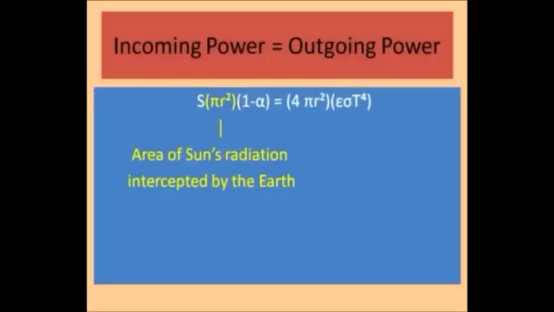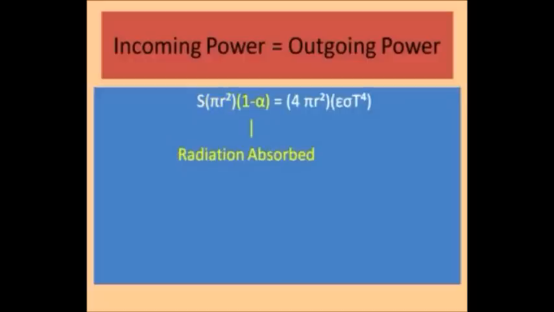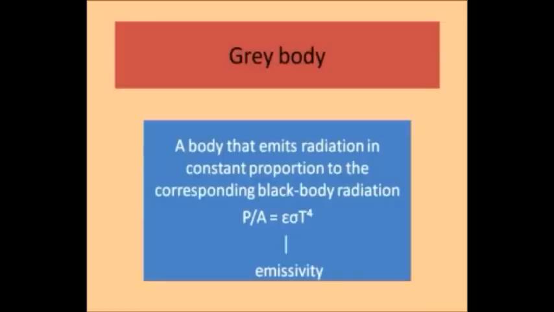Pi r squared is the area of the sun's radiation intercepted by the Earth, where r is the Earth's radius. 1 minus alpha is the radiation absorbed by the Earth, where alpha is the Earth's albedo. Before looking at the right-hand side of the equation, we'll look at a couple of definitions.